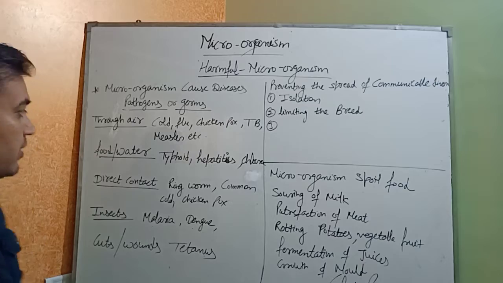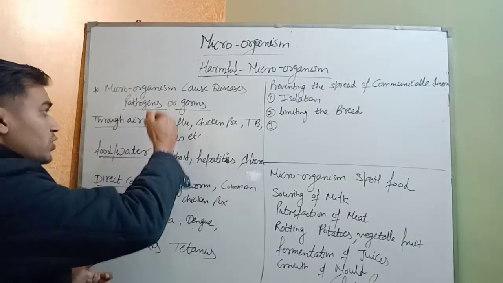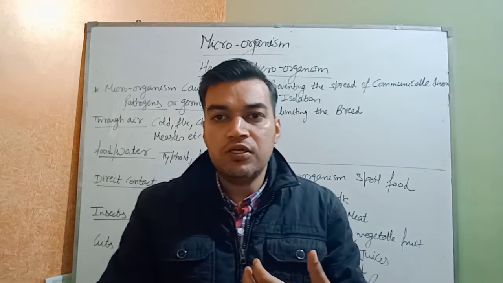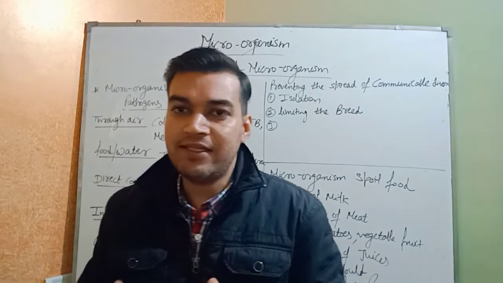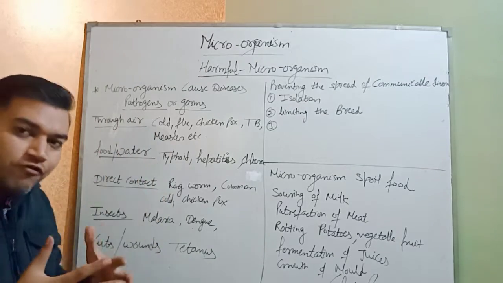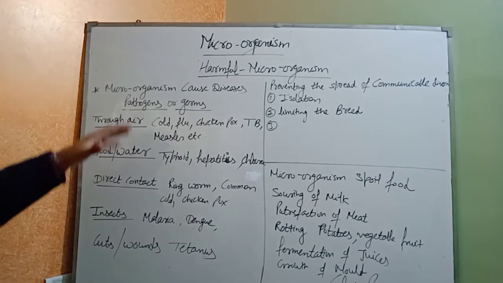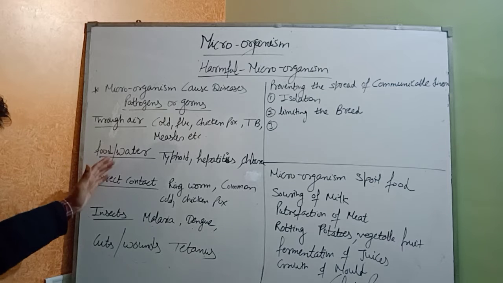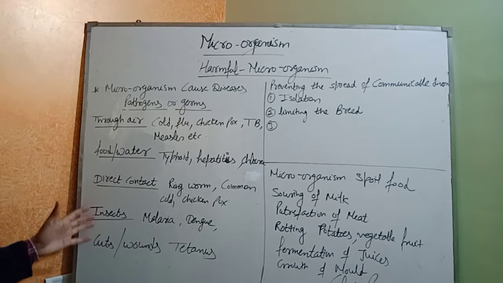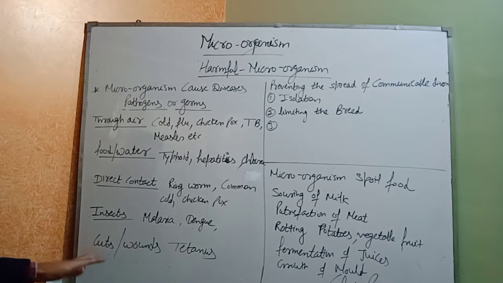Okay, they cause disease, but how do they travel, how do they reach our body, how do they enter? Pathogens, germs or harmful microorganisms enter through air. They can enter through food and water. They enter through direct contact. They can take help of insects, or they enter through cuts and wounds.